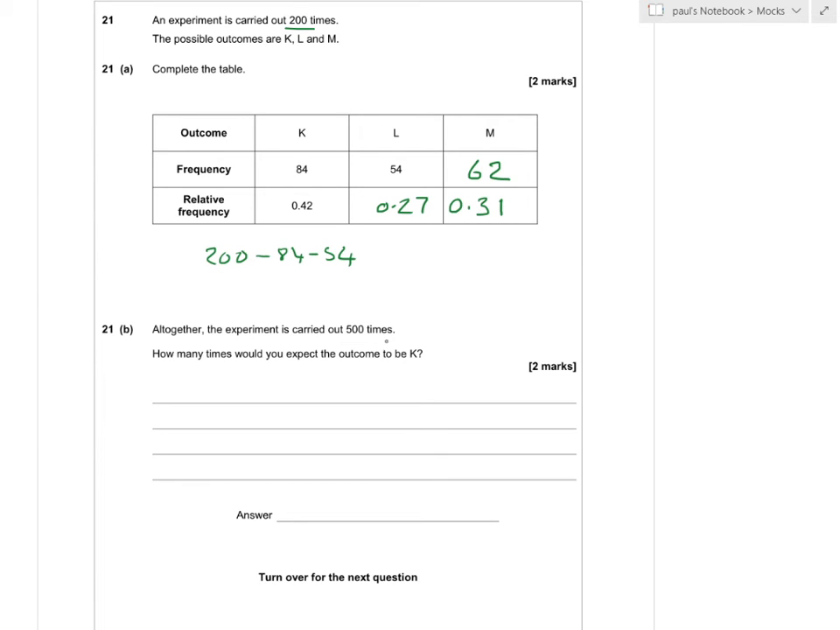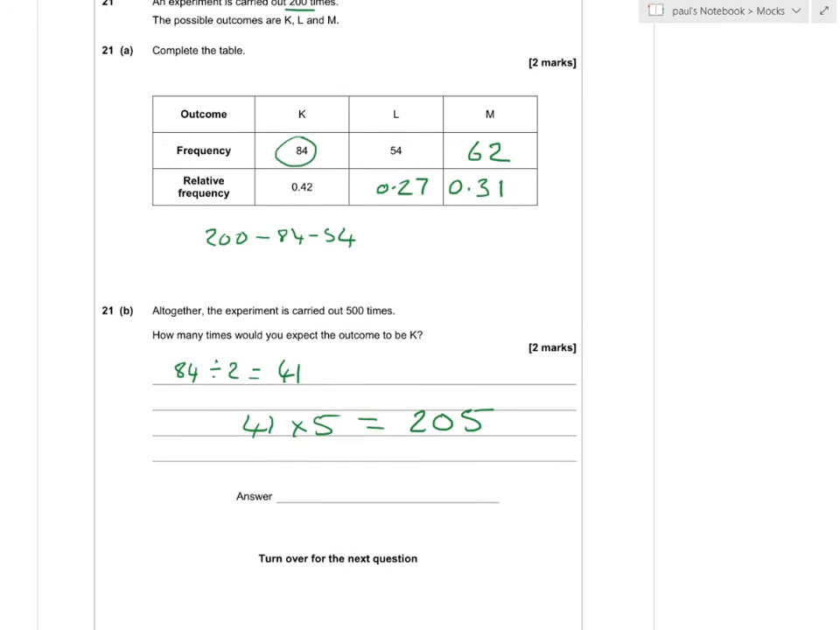Another experiment carried out 500 times. How many would you expect the outcome to be K? Well, the outcome K is 84 times out of 200. So you could divide that by 2, which means you would expect 42 for every 100. Then you do 42 times 5, which is 210. Or you could just multiply that number by 2.5. Same thing.